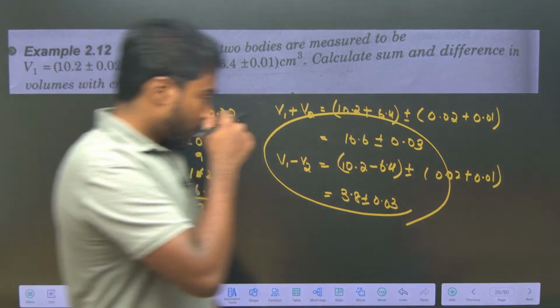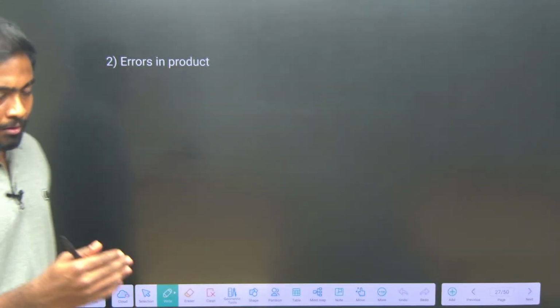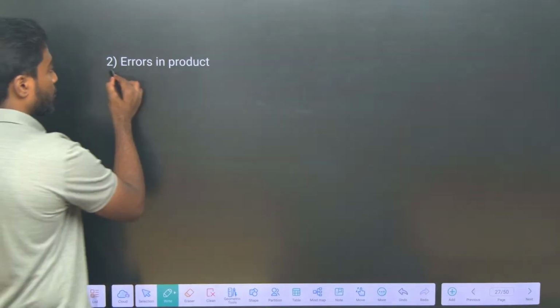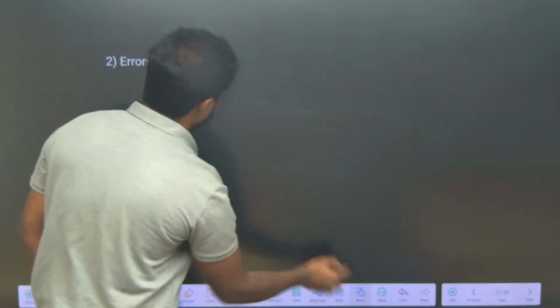Done. Okay guys. So next is errors in product. This also we'll see, the division also we'll see. Okay, no need to worry. The division also we'll see. First one we'll see is errors in product here.